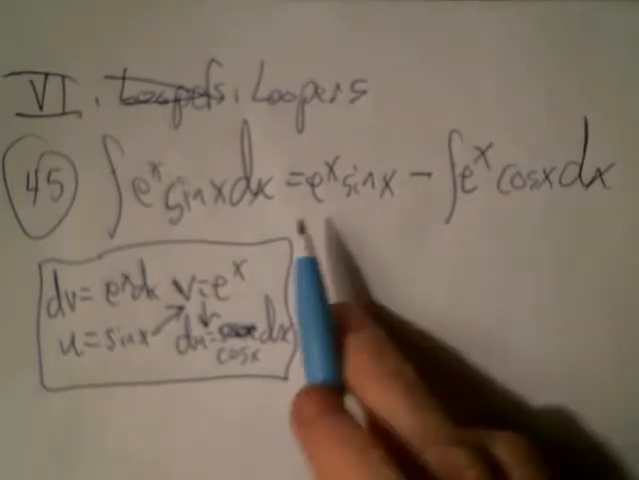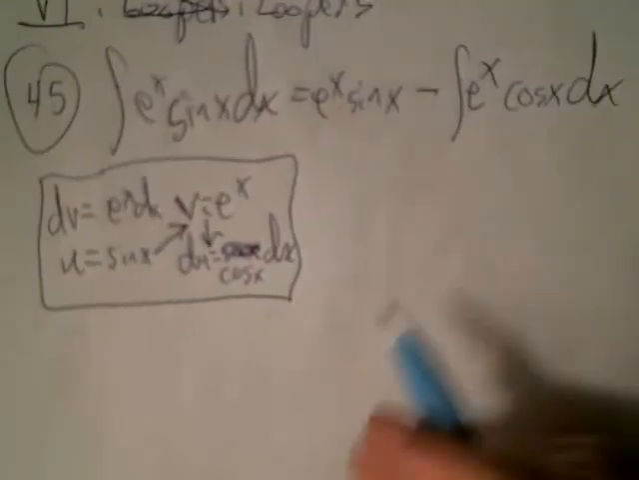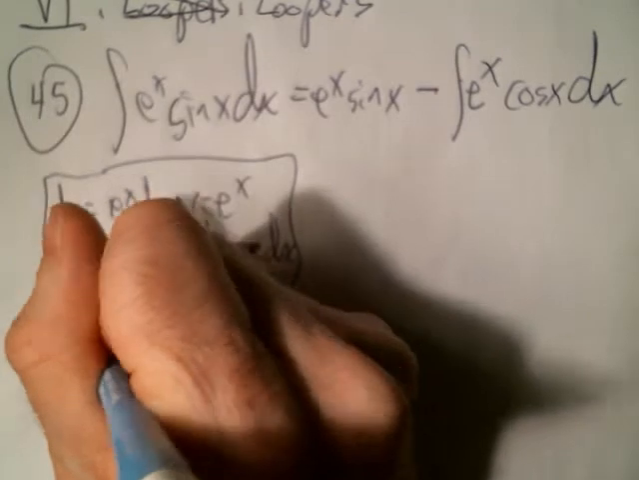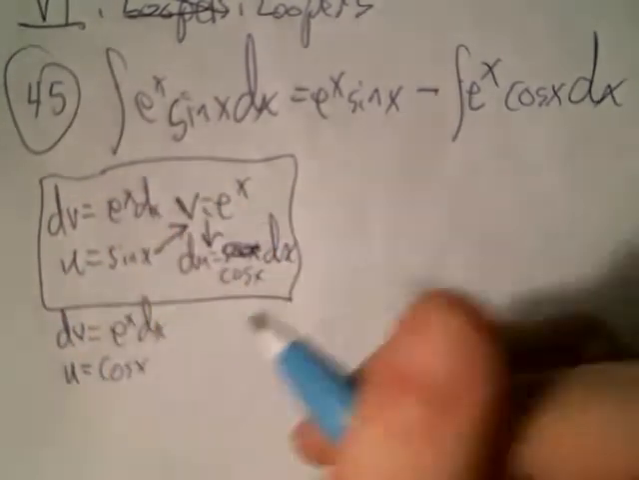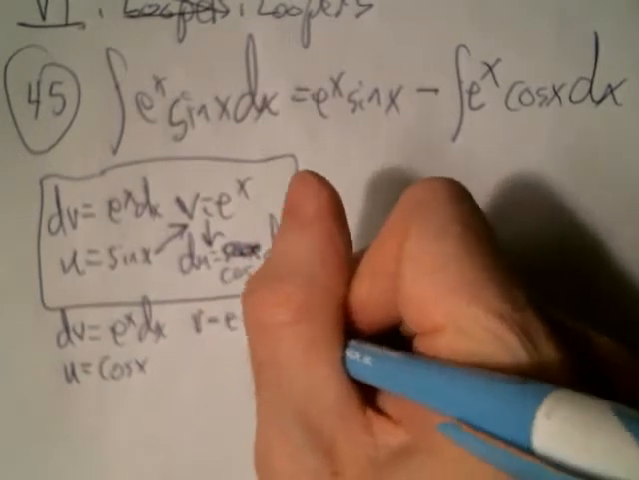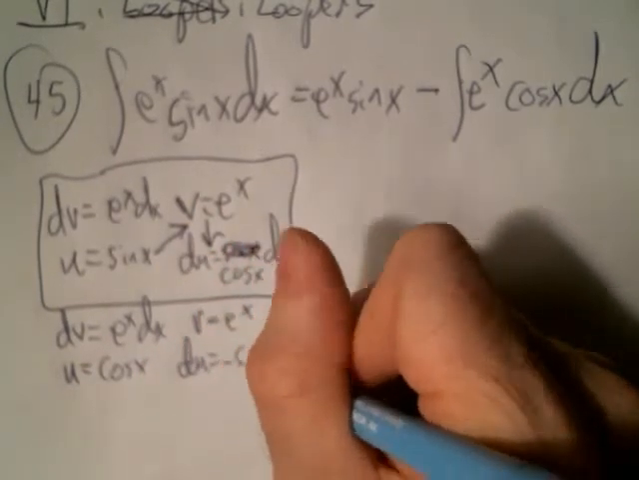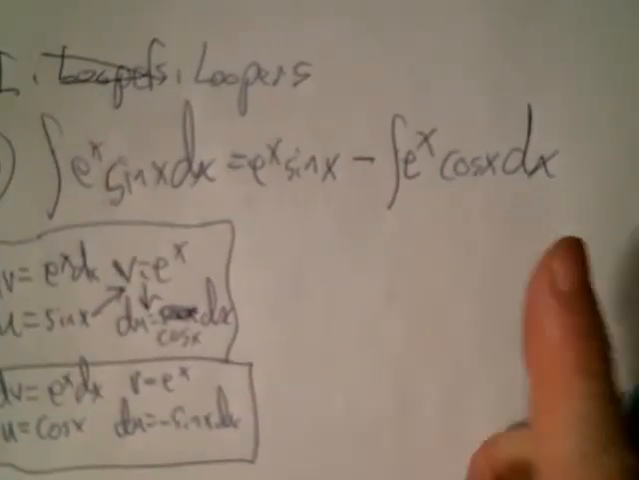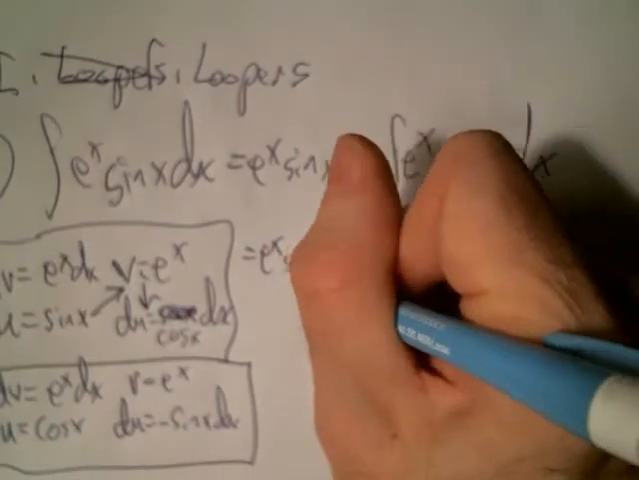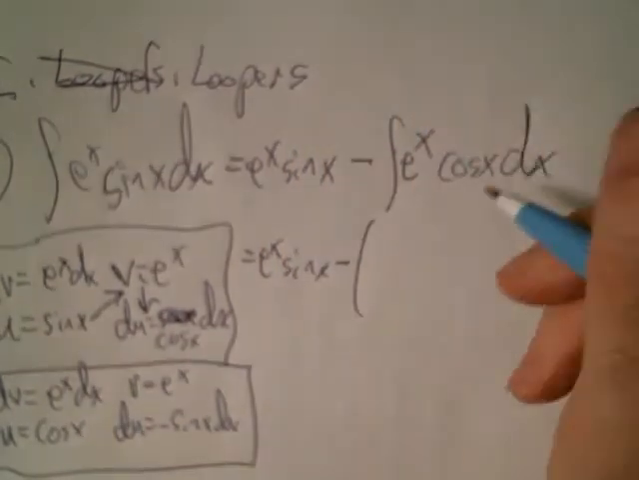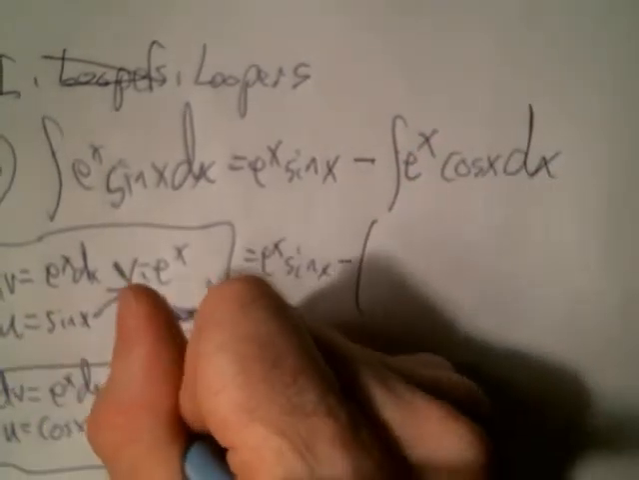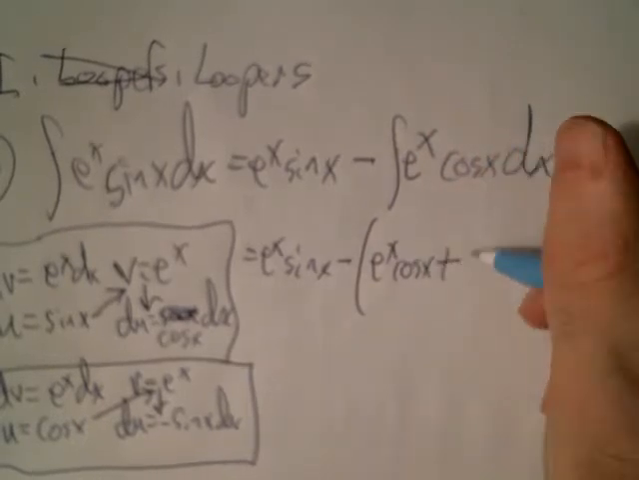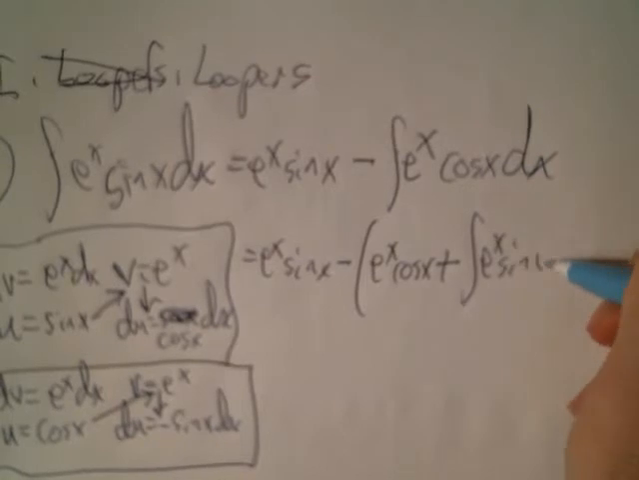Okay, so the deal is, once you've integrated here, it doesn't look like you've gotten anywhere. So you try going by parts again. So in this case, u is the cosine x, and dv will be e to the x dx again. Okay, so v will just be e to the x, and du will be negative sine x dx. Okay, so we apply another by parts to this integral. So we end up with e to the x sine x minus this times this minus the integral of that times that. So it would be e to the x cosine x plus the integral of e to the x sine x dx.